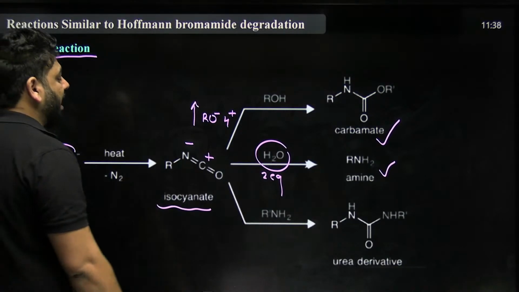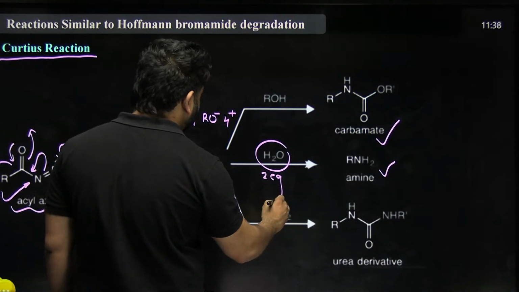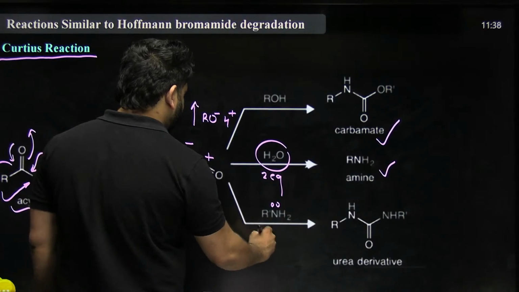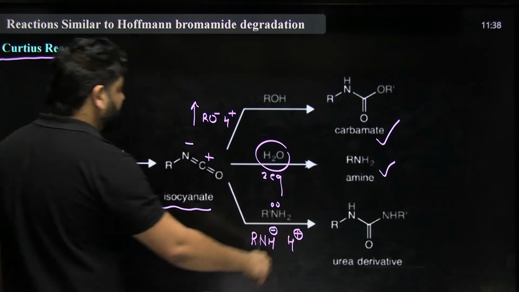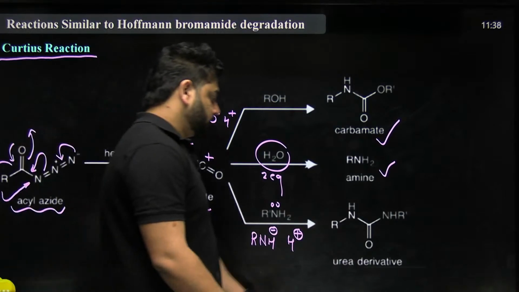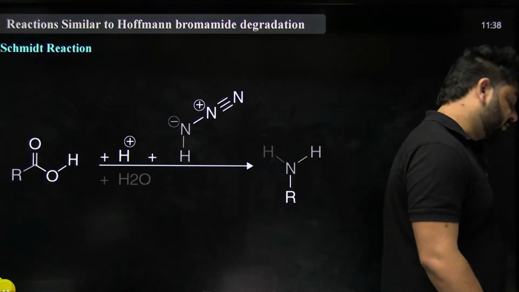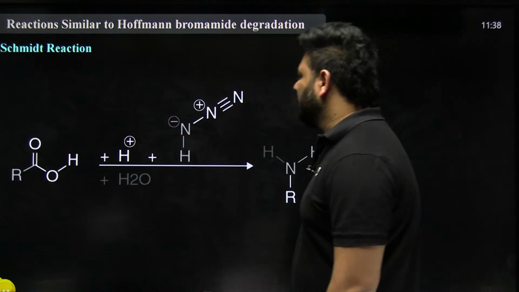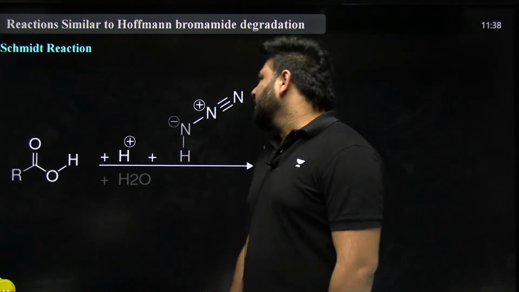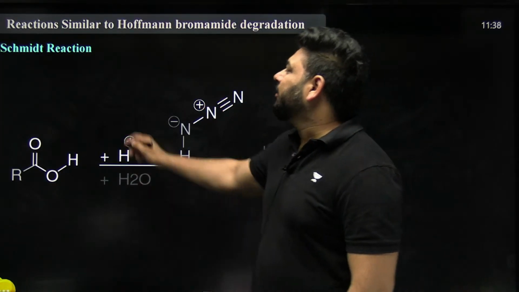And the same with RNH2. The same thing you can do is make it RNH negative, NH plus, and then attack on the same species and you will get your product. Some urea derivative you will get. That reaction is called the Curtius reaction. Similar reaction only. Then we have the next reaction here, called the Schmidt reaction.